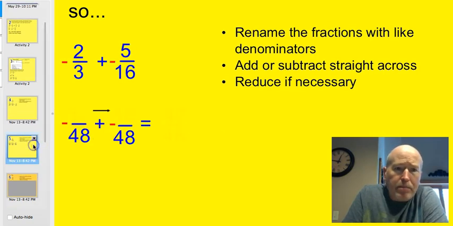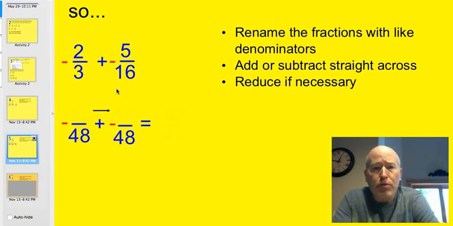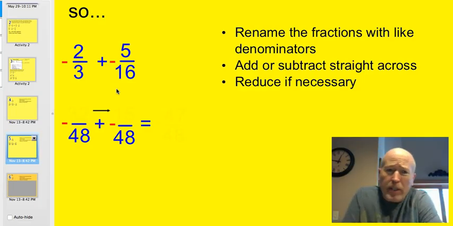Take a look at another problem. Now we have a negative 2/3, and we're going to add a negative 5/16 to it. All right, so thinking about 3 and 16, I'm not sure if there's a smaller denominator. I'm just going to multiply them together. 3 times 16 is 48, so I'm going to use 48 as my denominator. I actually think it is the smallest, but at this point, it doesn't matter.